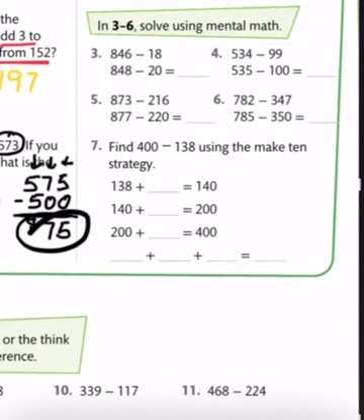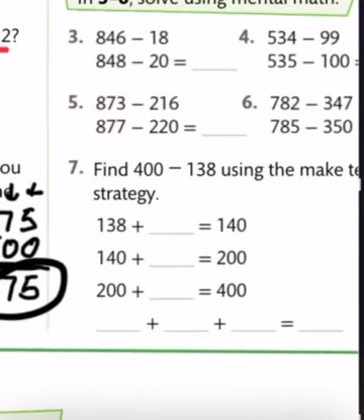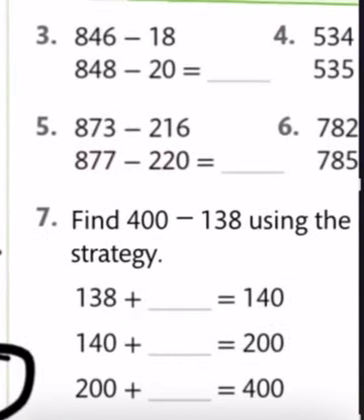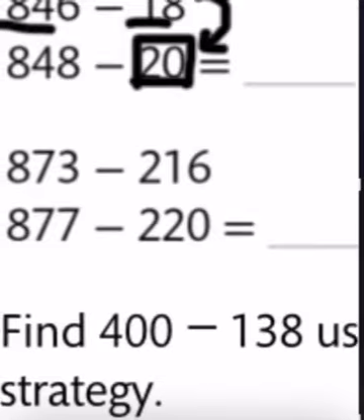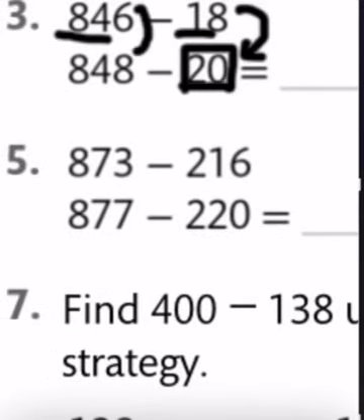All right, let's look at 3, 4, 5, 6, and 7 here using mental math. Number 3, 846 minus 18. One thing they did here on this problem, they added 2 so they could work with 20 and subtract 20. Much easier number to subtract with than 18. They added 18 plus 2 is 20. So then we have to add 2 here as well. 846 plus 2 is 848.